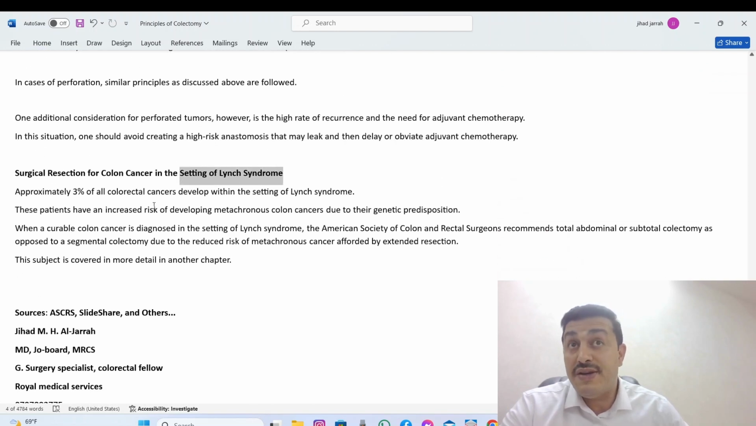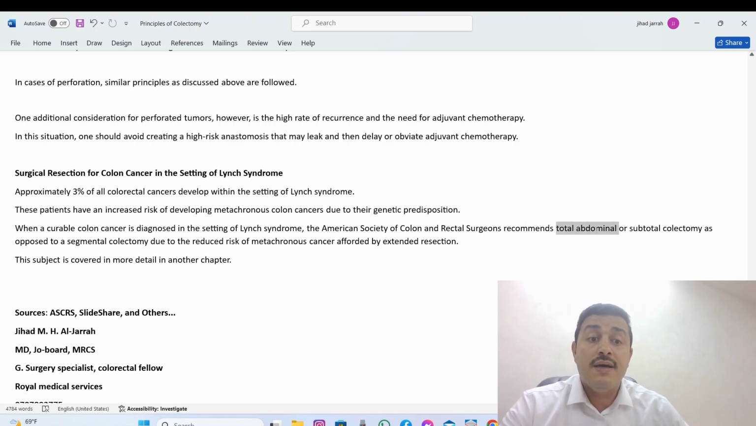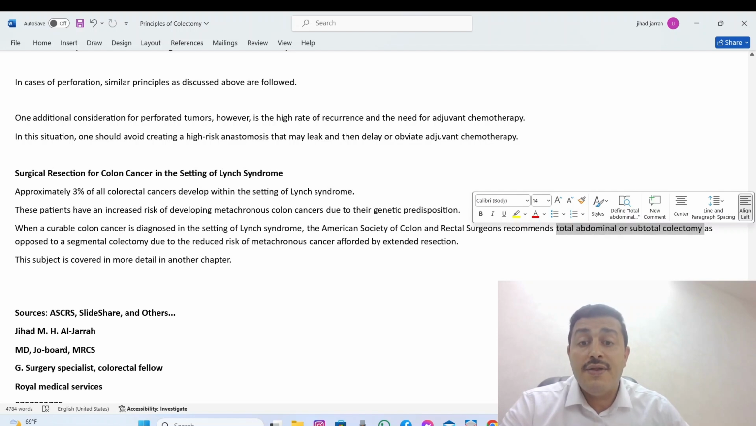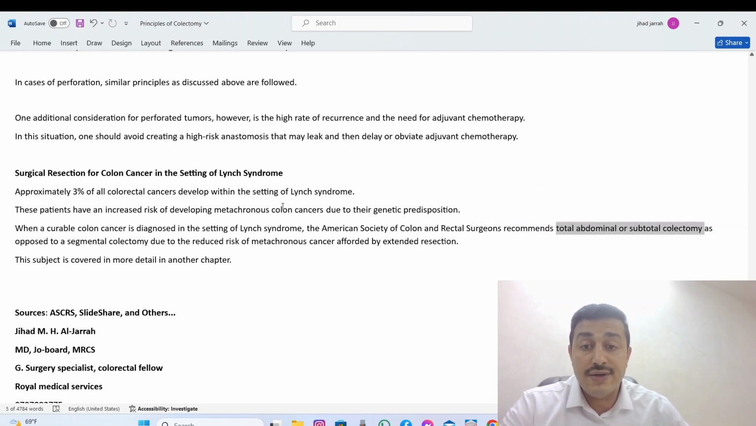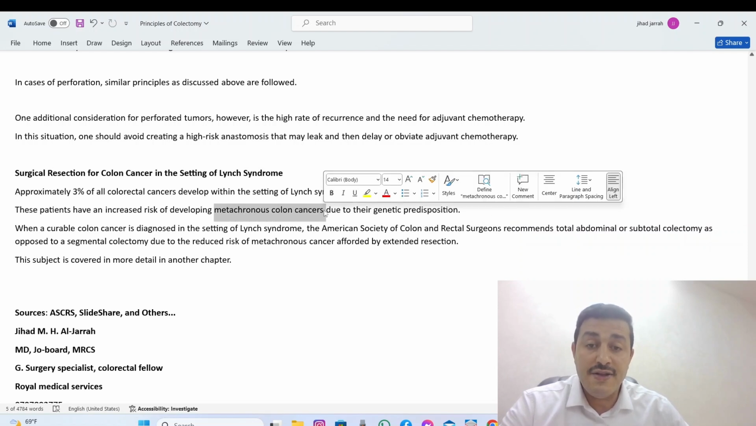Lynch syndrome, hereditary non-polyposis colon cancer. The treatment is total abdominal colectomy or subtotal colectomy. The reason is that we have metachronous colon cancer. We will discuss this in detail in another lecture.